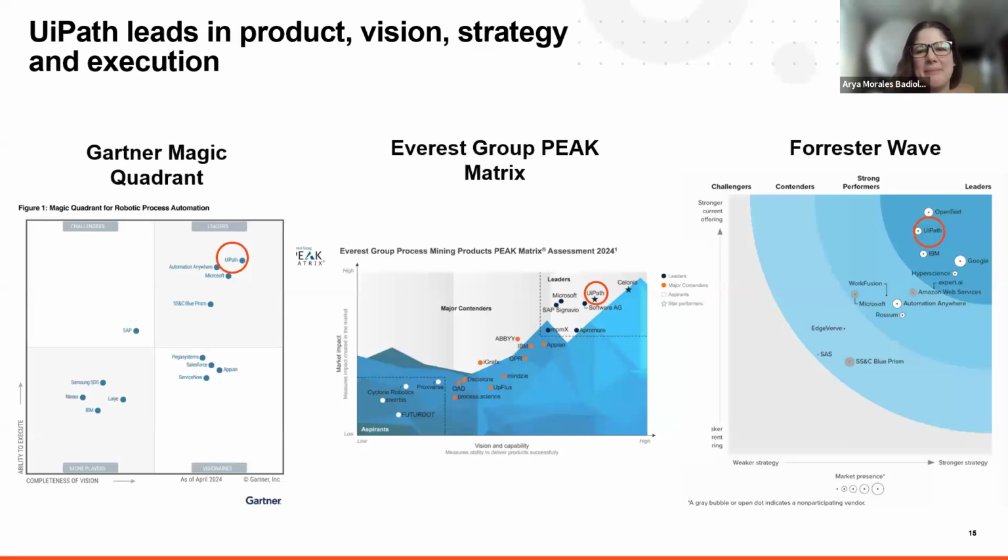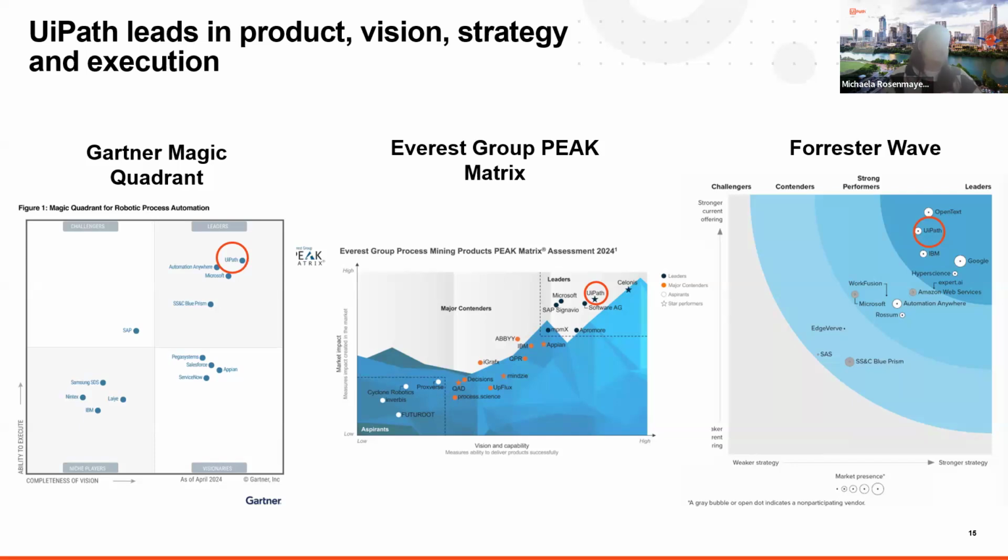All right, so now that I went over the UiPath platform, we have to look at how our UiPath platform compares to other companies. These are all from third-party analysis in 2024. From left to right, we have the Gartner Magic Quadrant. This is for robotic process automation. The y-axis is ability to execute. The x-axis is completeness of vision.